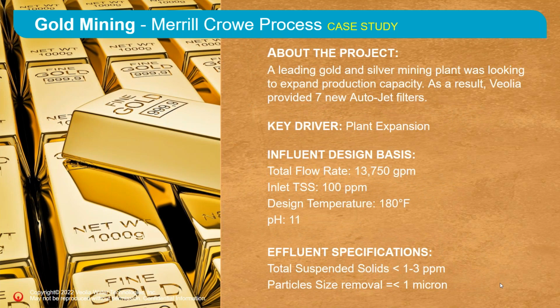This is one of the projects that was done recently for a gold and silver mining plant. They were looking to expand their production capacities, and we provided 7 new Auto-Jet filters. The total flow rate to these filters was 13,750 GPM, and we had 100 ppm coming into the filters. Design temperature was 180 F, and the pH was 11. The clarified effluent that came out of the filters removed suspended particles to below 1 to 3 ppm, and all the particles above 1 micron were removed.